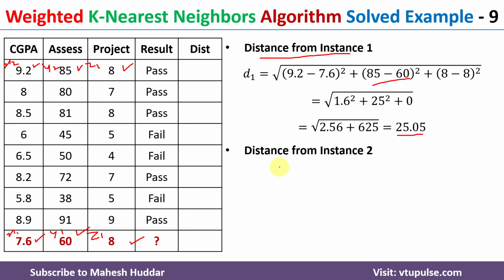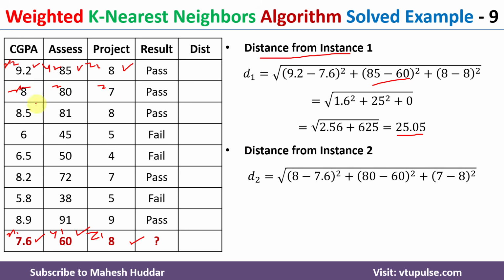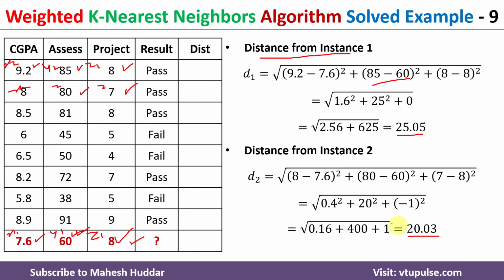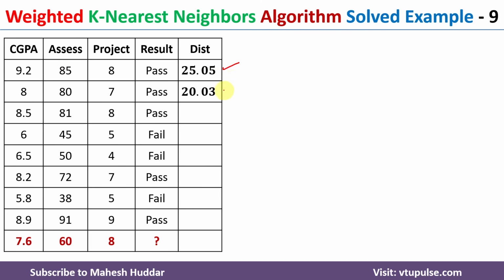Next, we will calculate the distance from the second instance. In this, these values will become x2, y2 and z2. So the distance will be the square root of (8 minus 7.6) squared plus (80 minus 60) squared plus (7 minus 8) squared. Once you simplify this, we get d2 equal to 20.03. So that is what I have written here.